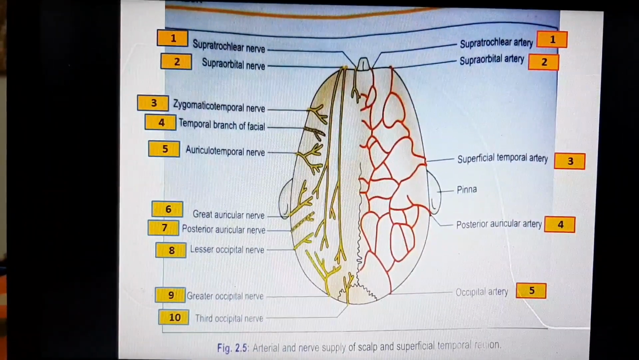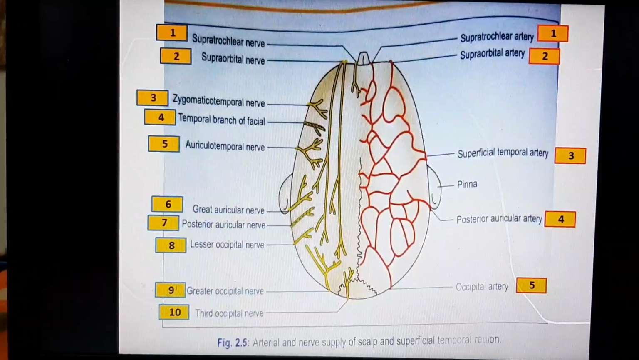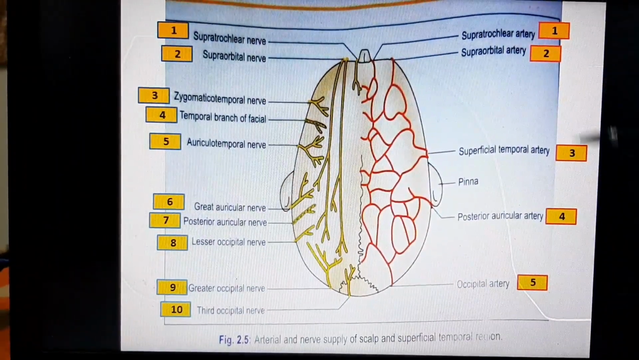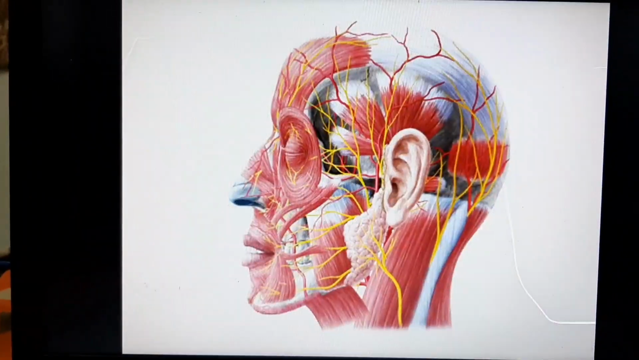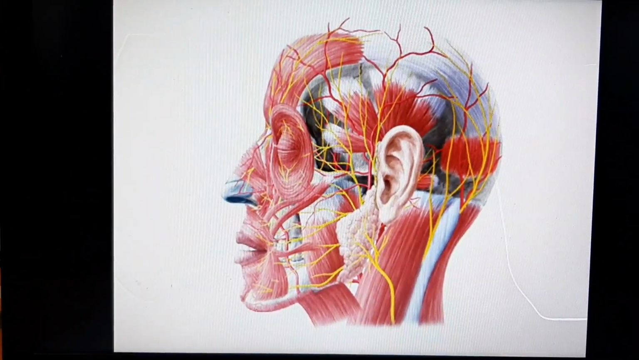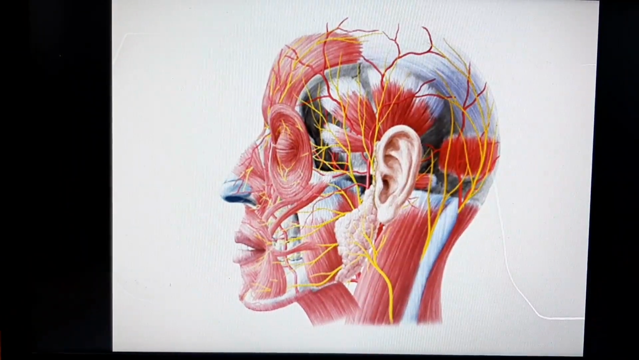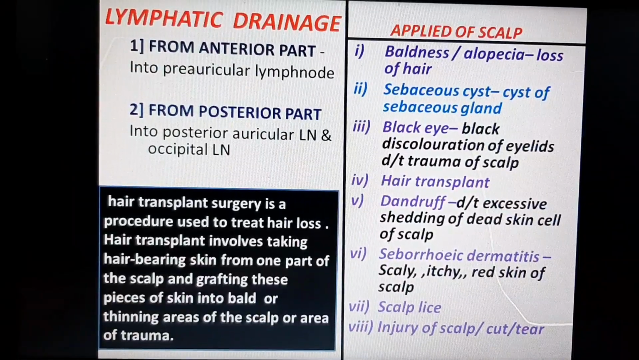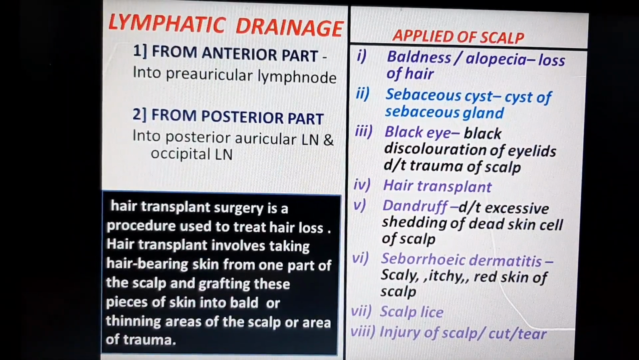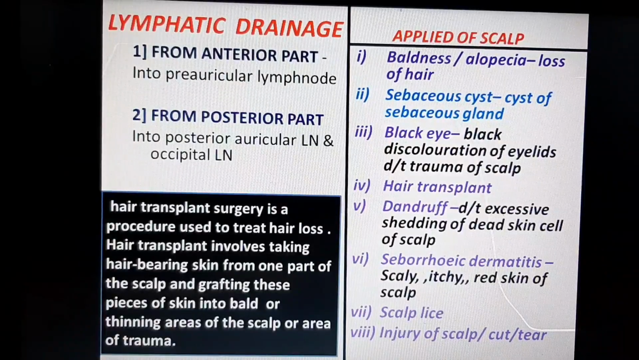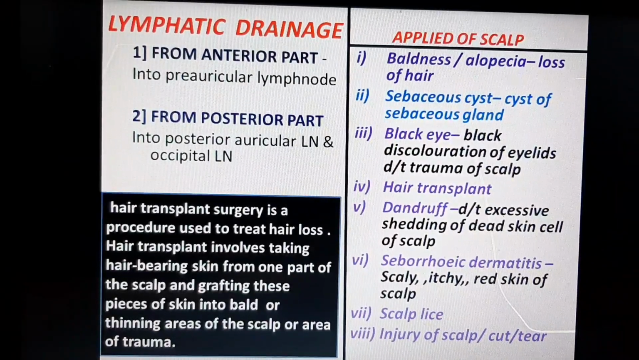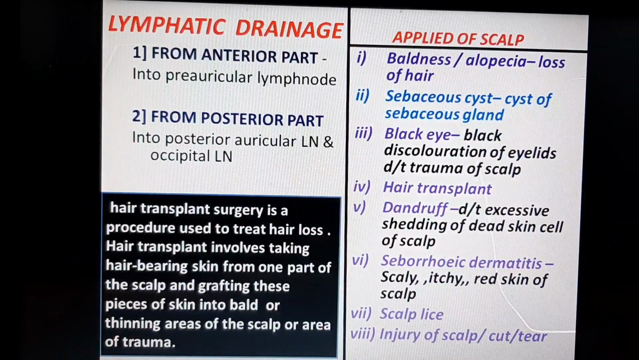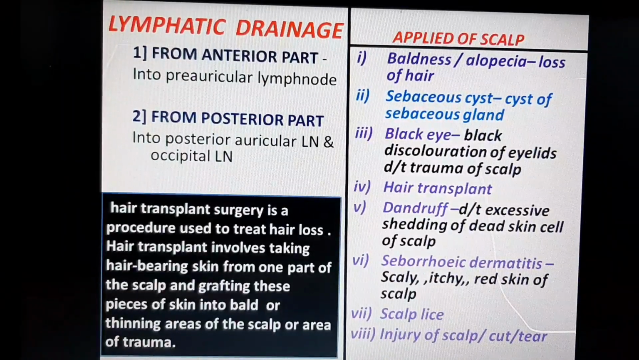Here you can see in the diagram there are 10 nerves, 1 to 10, and these are the arteries supplying the scalp. You can see in this atlas the network of artery and nerve. Now coming to lymphatic drainage of scalp. The lymph of scalp from the anterior part drains into preauricular lymph node, and the lymph of the scalp from the posterior part drains into the posterior auricular lymph node and occipital lymph node.